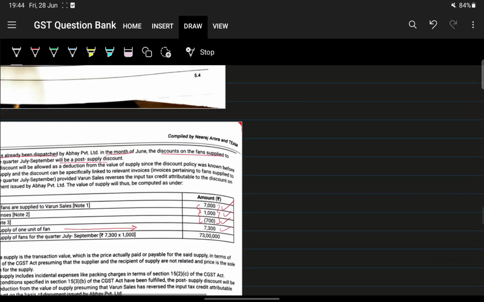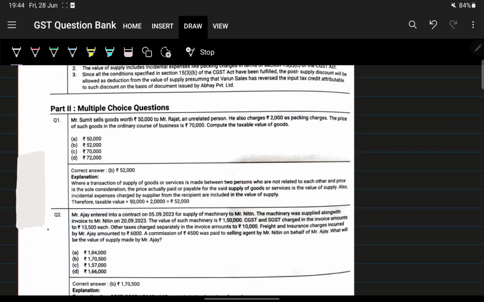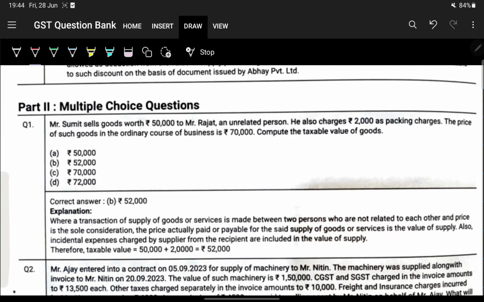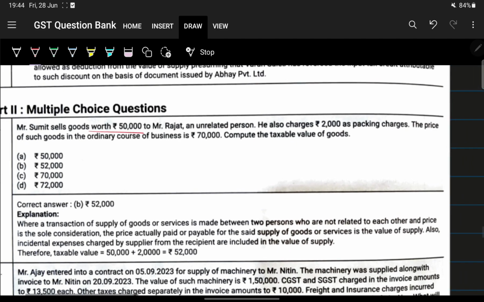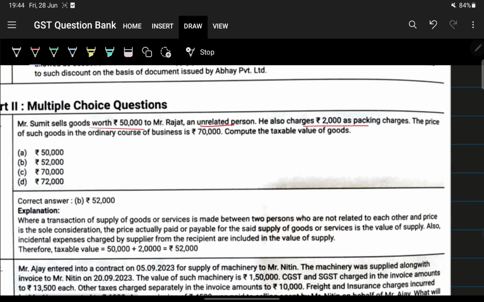Okay, cool, done. Is that clear? Next, we'll move on to the MCQs. So here Mr. Sumit sells goods worth 50,000 to an unrelated person. He also charges 2,000 packing expenses. The price on such goods in the ordinary course of business is 70,000.